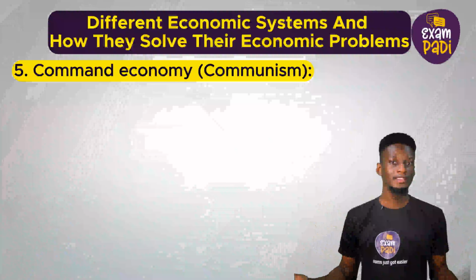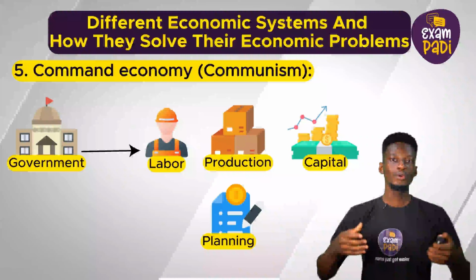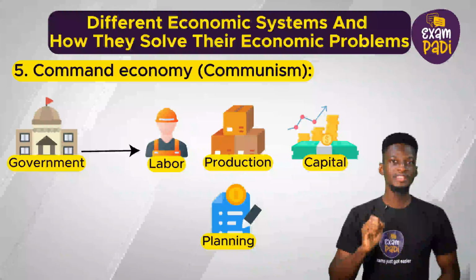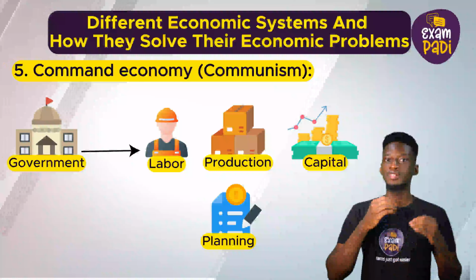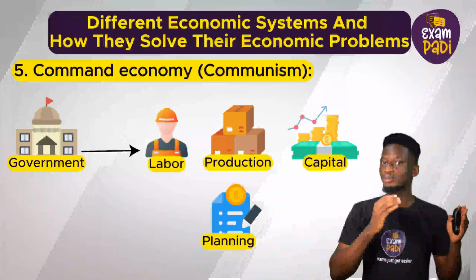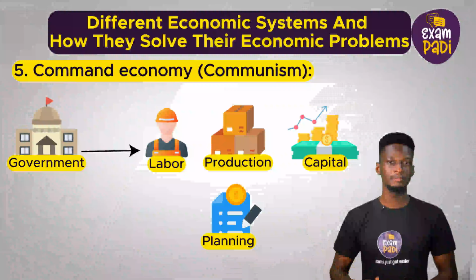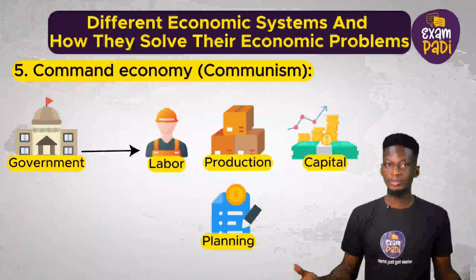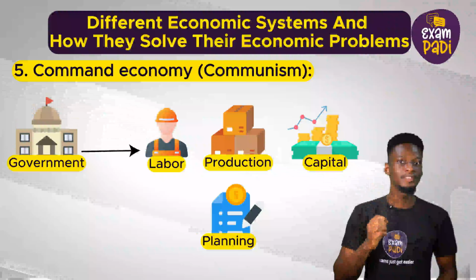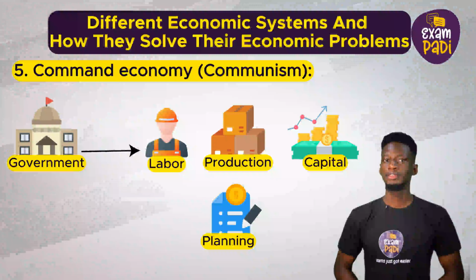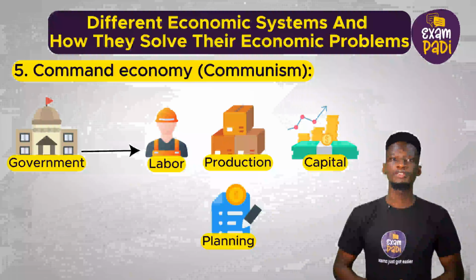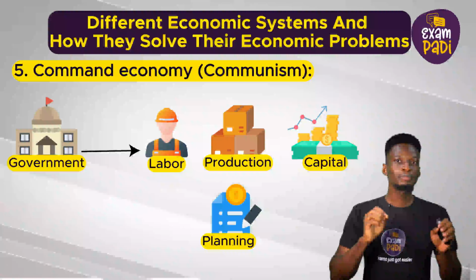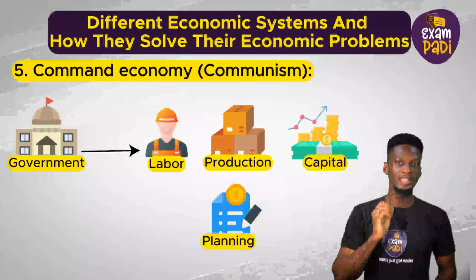5. Command economy or communism. The government has complete control over resource allocation and economic decision-making in a command economy. The state owns and controls most of the means of production, and prices are typically determined by the government. To achieve social equality and common ownership, financial problems are solved through central planning.